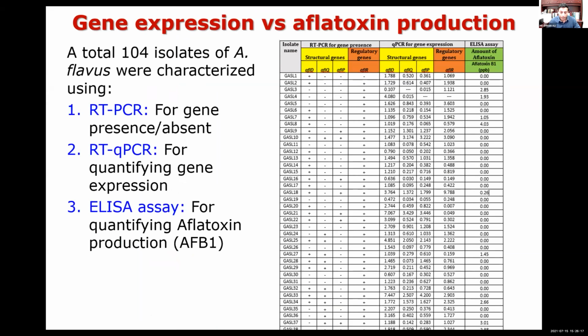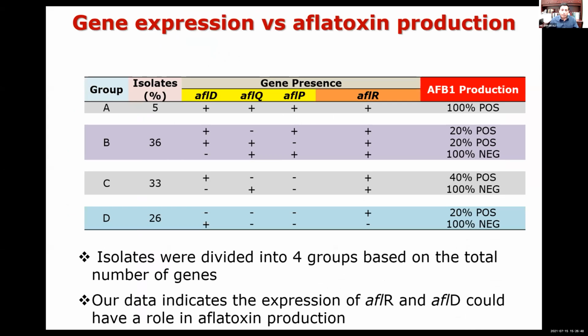Here's the overall scenario. I'm not going to detail this small case. So basically, in our results, if we summarize, we have done RT-PCR to see gene presence or absence. Then we have done RT-qPCR to see, if they are present, how much their expression is. And we also measured the amount of aflatoxin, especially AFB₁, whether they produce it, and how much they produce. Here's the summary of this table.